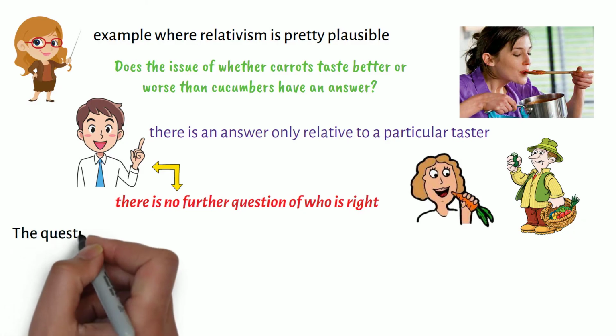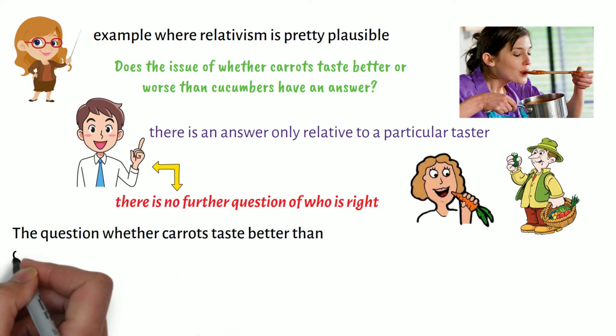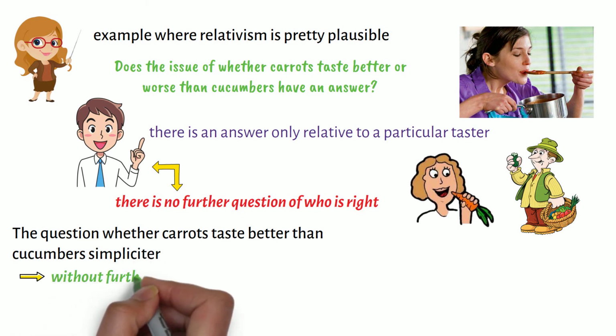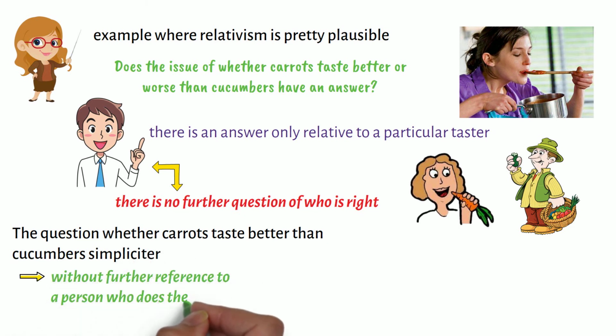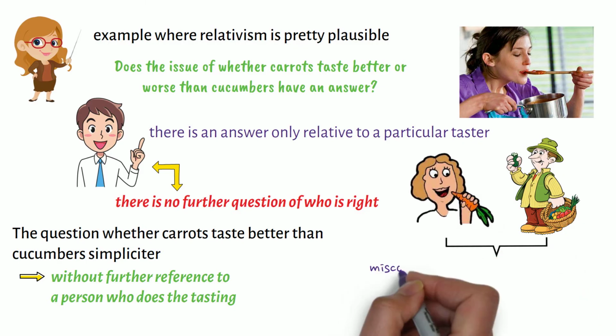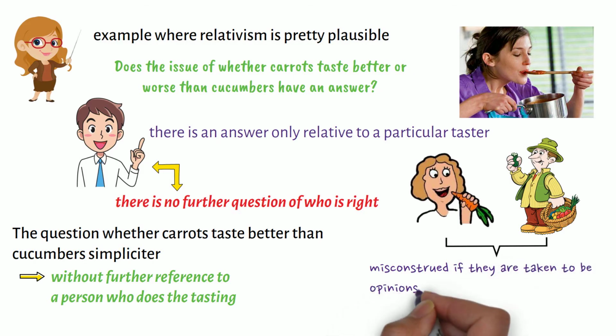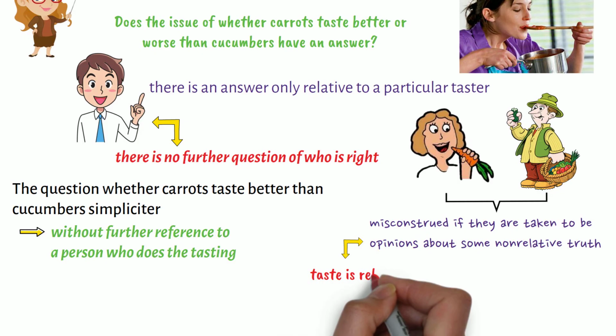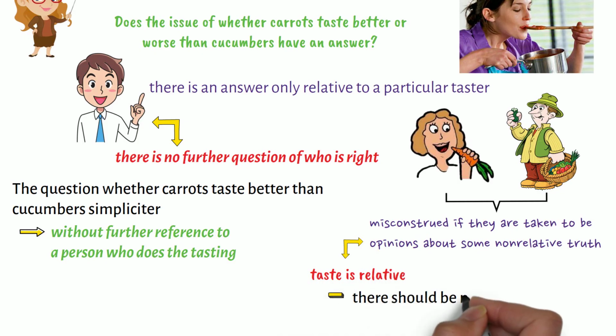The question whether carrots taste better than cucumbers simpliciter, without further reference to a person who does the tasting, makes no sense. On the relativist view, the judgments of Fred and Mary are misconstrued if they are taken to be opinions about some non-relative truth. Because taste is relative, there should be no room for such a dispute.